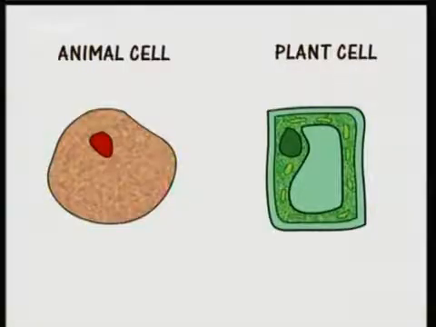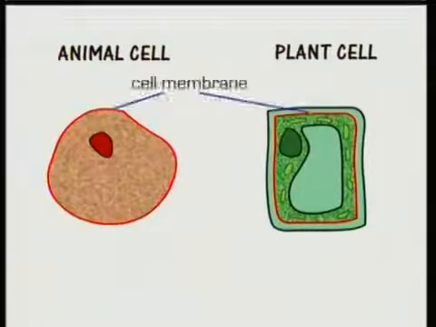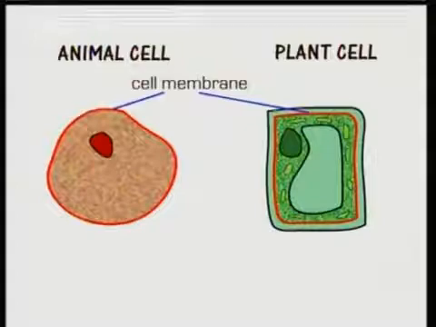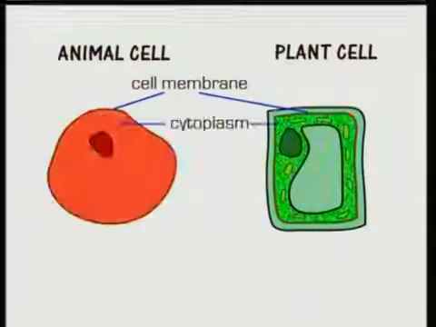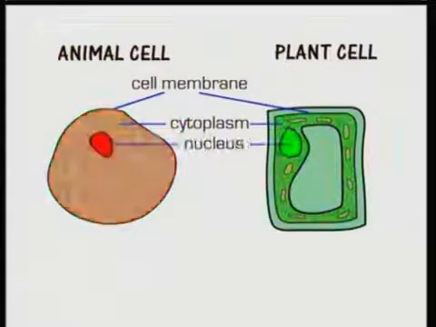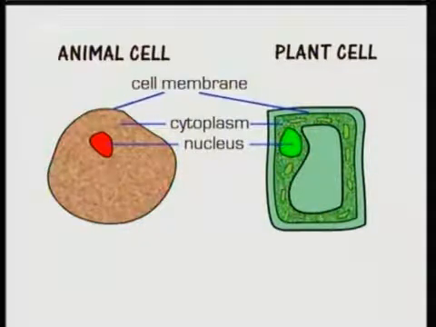Here's a diagram of an animal cell and a plant cell. Both cells have the same basic features. They both have a cell membrane, which is a very thin, partially permeable outer layer of proteins and fats. It holds the cell together and controls what goes in and out of it. Cytoplasm is the contents of the cell, where many of the chemical processes take place. The nucleus contains chromosomes, which carry genes on them, which act as a set of instructions for the cell.